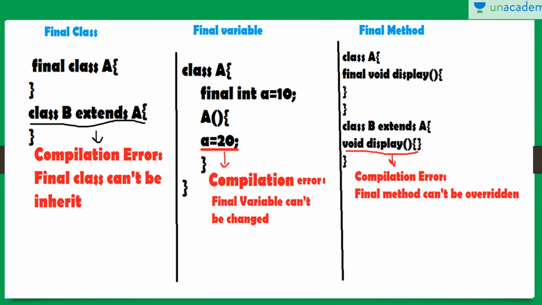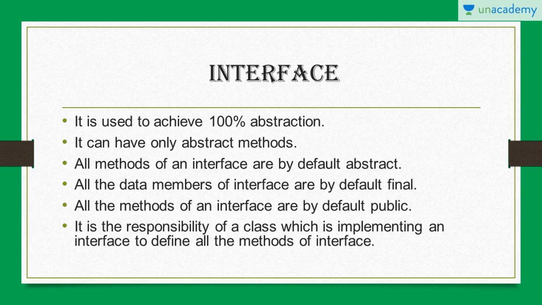Okay, now guys, let us see what is an interface. Now guys, interface is somewhat similar to abstraction, but in abstract classes we have seen that we can also have some non-abstract methods, but in interface we can only have abstract methods. It is basically used to achieve 100% abstraction.